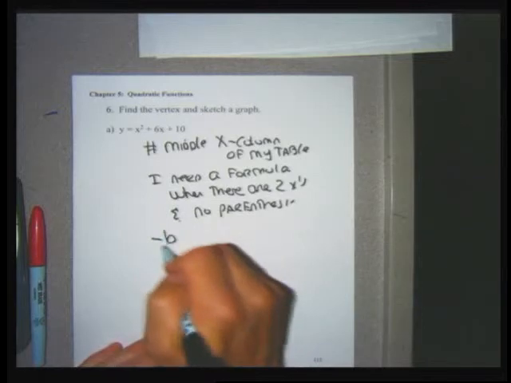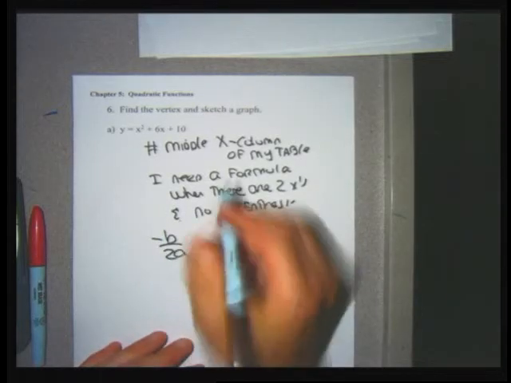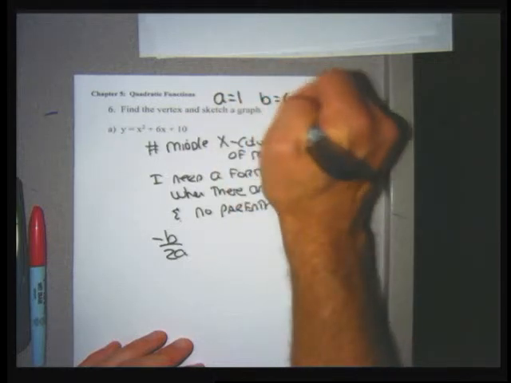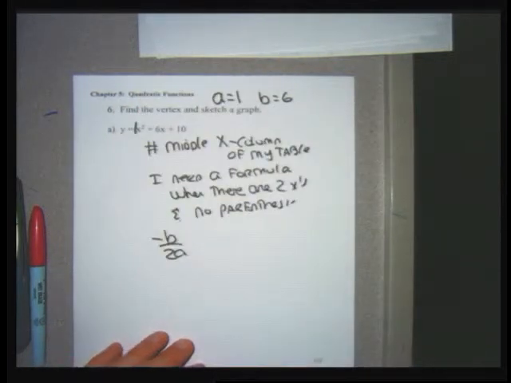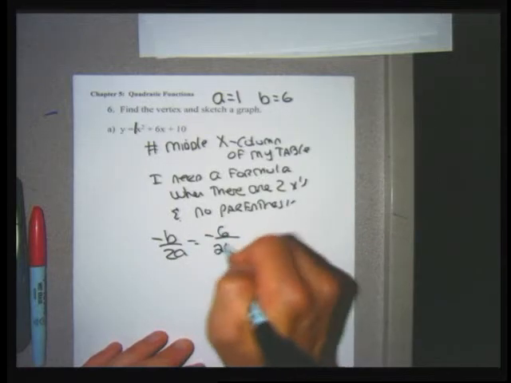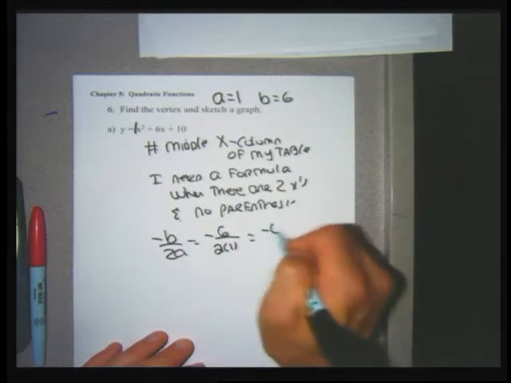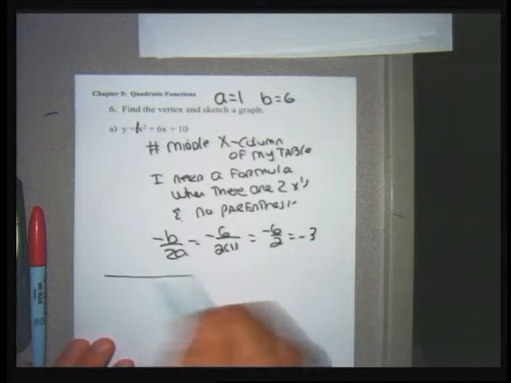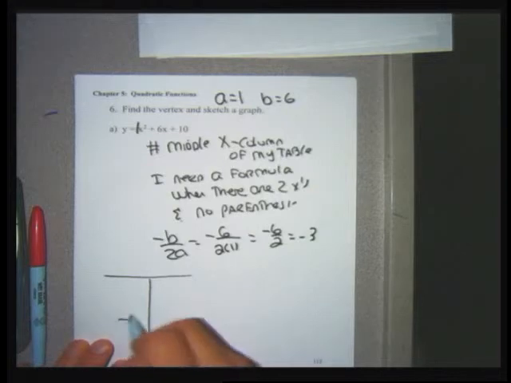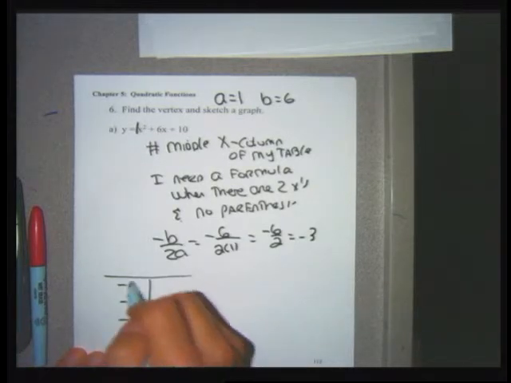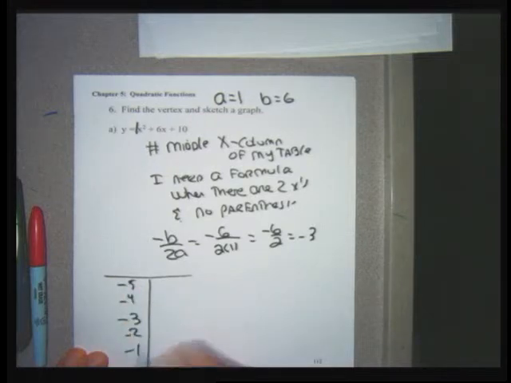The formula for the middle of the x column is -b over 2a, and in this problem the a is 1 and the b is 6 because the a is the number in front of the x squared. So -b over 2a is going to be -6 over 2 times 1, which is going to be -6 over 2, which is -3 again. So in the middle of my x column, I'm going to plug the number -3, and then I'm going to also put in -4, -5, -2, and -1.